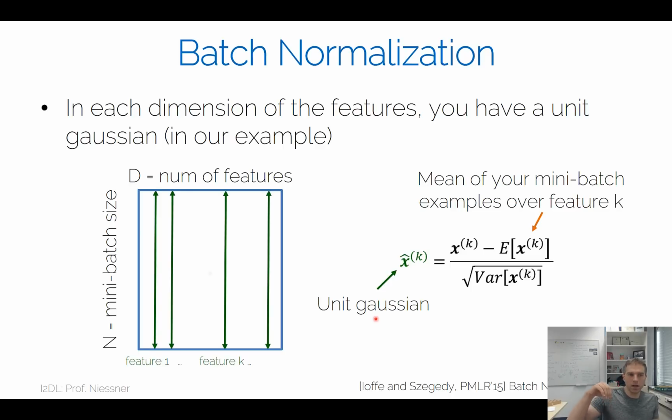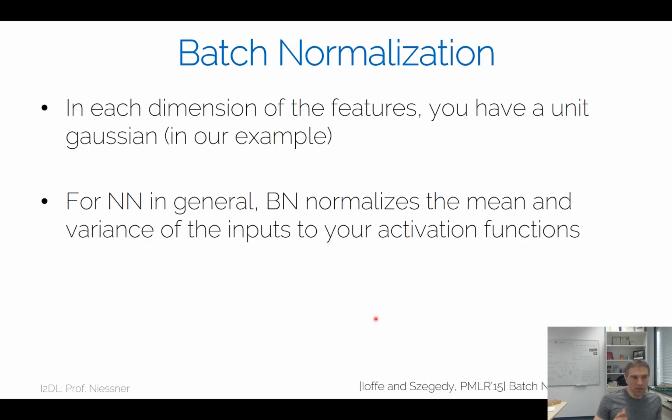In every feature dimension, we want to make sure we have a unit Gaussian, right? It's very straightforward. We just mean correct it and divide by the variance, technically the standard deviation, and then we get a unit Gaussian. So in each dimension of the features, you have this Gaussian. And why is that useful? Well, the idea is that we can stack a lot of layers together and we don't get this covariate shift, which is what we want to avoid. That means we still get good activations, because our activations don't saturate and our ReLUs don't die out and stuff like that. So batch normalization normalizes the mean and the variance of the inputs to the activation functions.